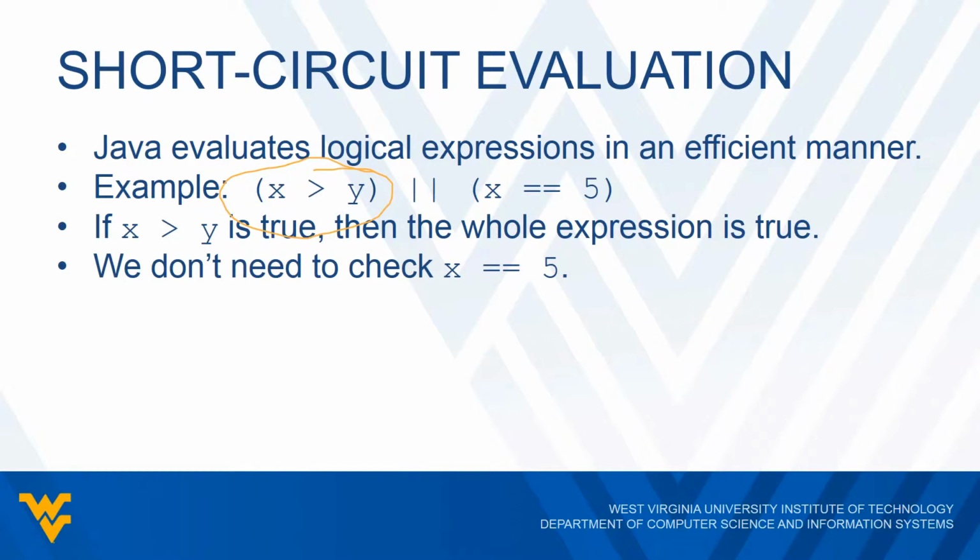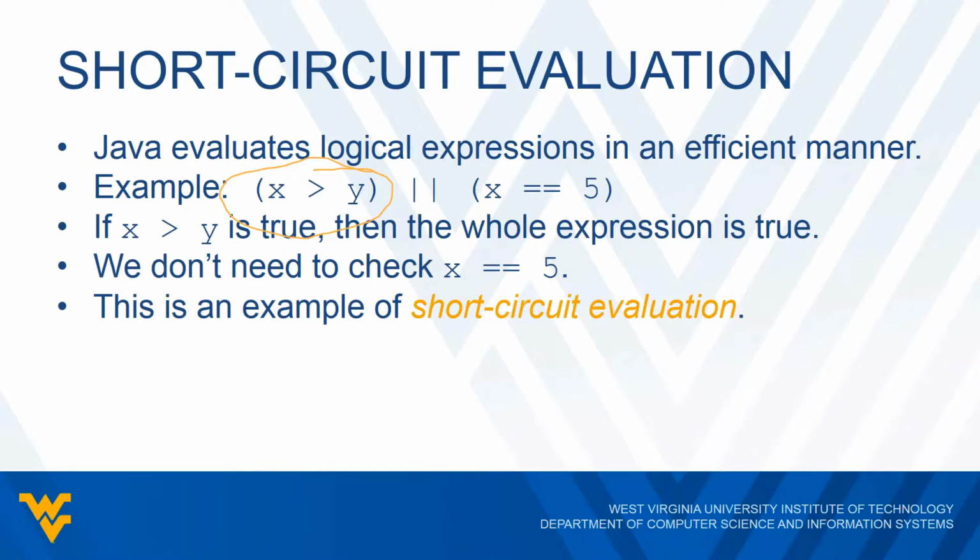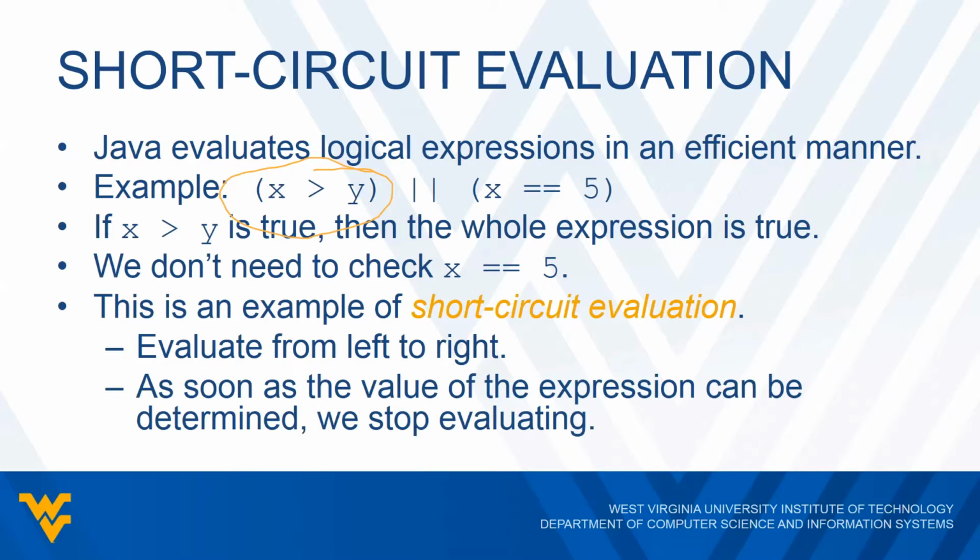equal to 5. So what Java does is it'll evaluate that first part, and if it's true, then it doesn't need to do the x equals 5 because it just immediately returns that it's true. This is what we call short circuit evaluation, which just means that we evaluate our expression from left to right, and as soon as we know the value of the whole expression, we just stop evaluating. If there is no need to check different parts of our expression, then we just skip it and just return the final result.